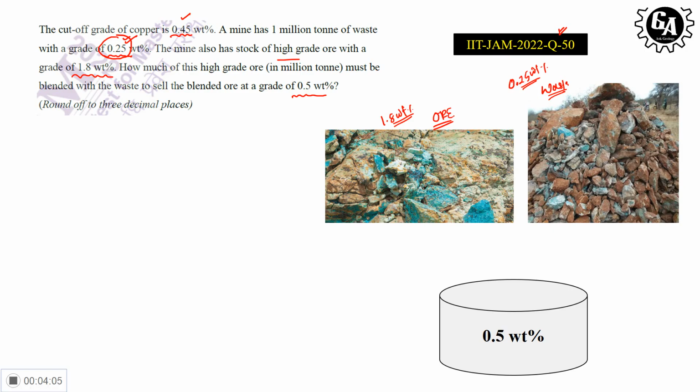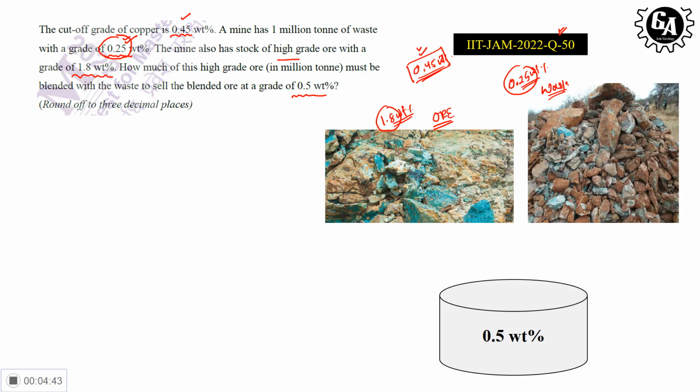Now you have to blend these two. This is 1.8, this is 0.25. The cutoff grade is 0.45 weight percentage. That means when you want to sell these ore minerals, you have to make the grade 0.45 or even higher. Below 0.45 you cannot sell it, or it will not be economically viable.